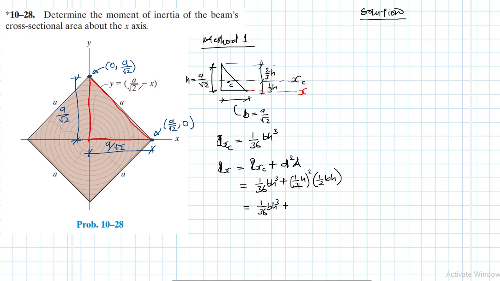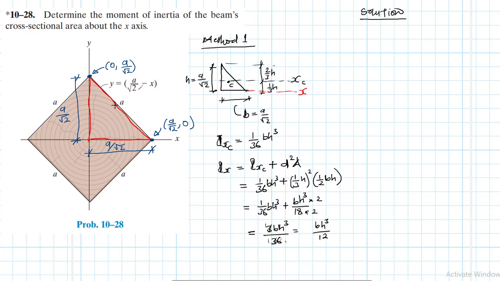If you work this out, you expect to find 1/36 bh³ plus, with 9 times 2 giving 18 at the bottom, bh³. If we simplify this by multiplying both sides by 2, this becomes 3bh³ divided by 36, and simplifying further, this becomes bh³ divided by 4. So we know that for a triangle, the moment of inertia about the base is bh³ divided by 4.